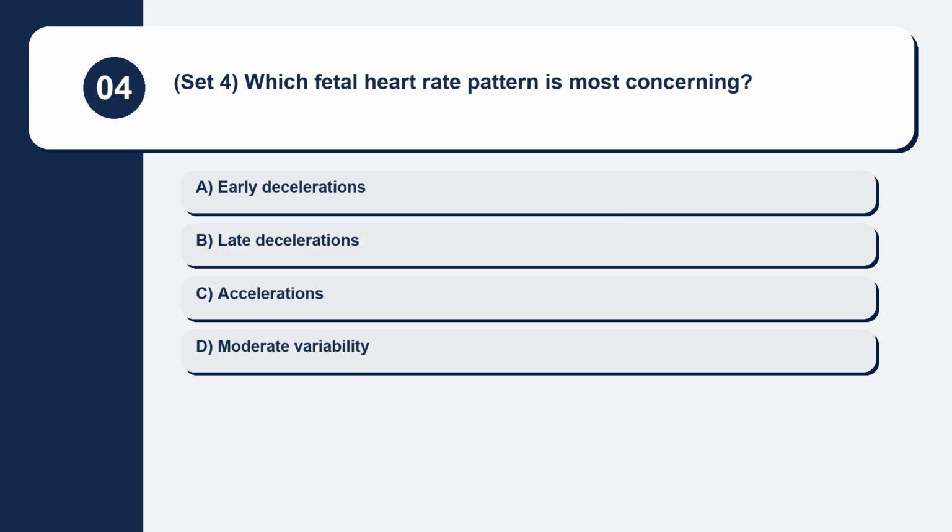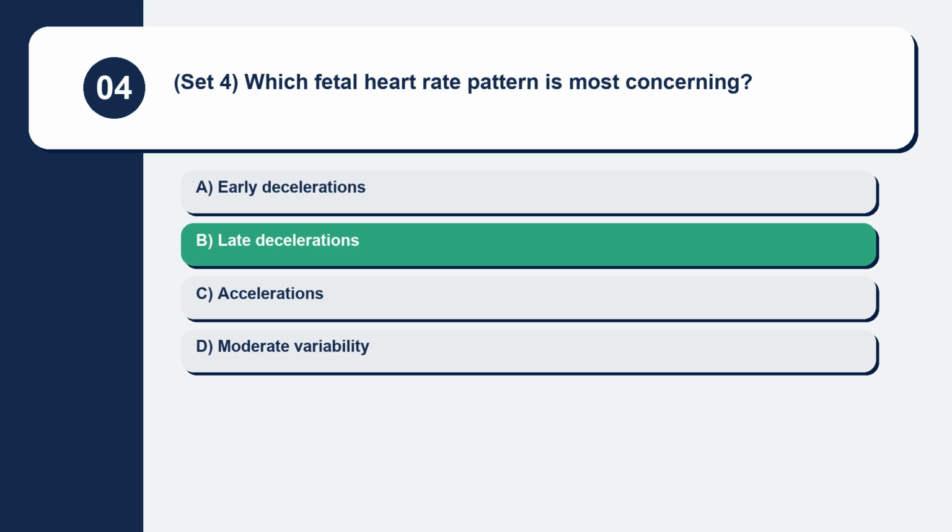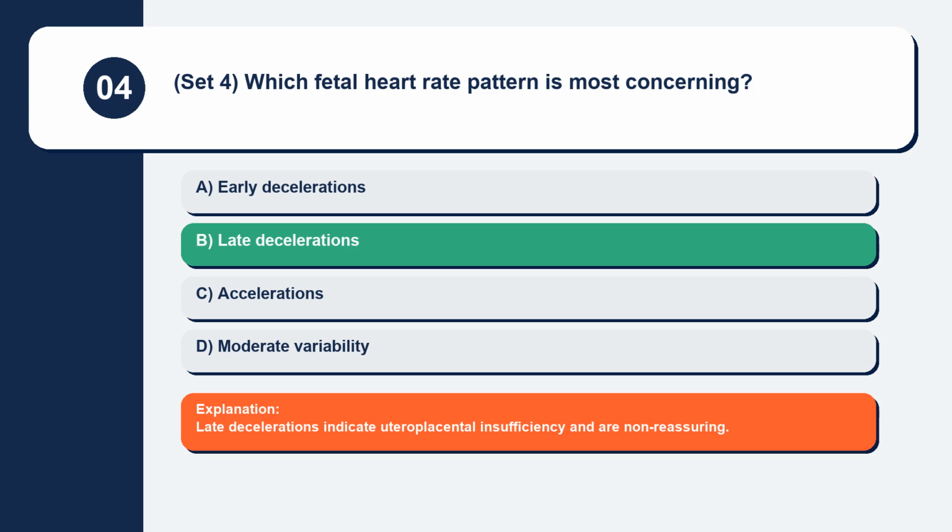Question 4. Set 4. Which fetal heart rate pattern is most concerning? Early decelerations, late decelerations, accelerations, moderate variability. Late decelerations indicate uteroplacental insufficiency and are non-reassuring.